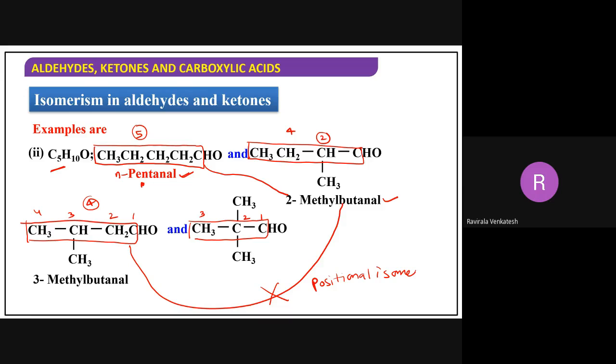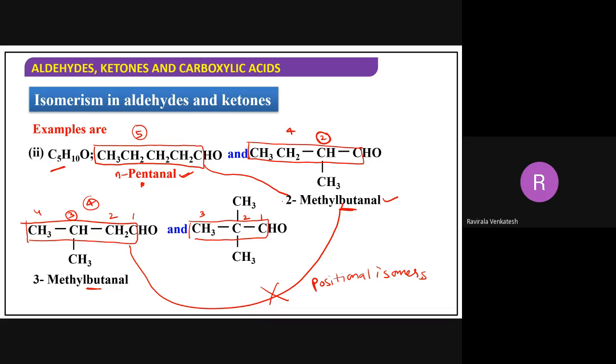Any reason? In chain isomers, the root word should be changed. The root word must be the same, the number of carbons must be the same in the parent chain. When the root word is the same, they are not called chain isomers. But when they have the same root word and the same number of carbons in the parent chain, but the position of the substituent is different, the position of the substituent is 2 here, and 3 here, therefore they are called position isomers.